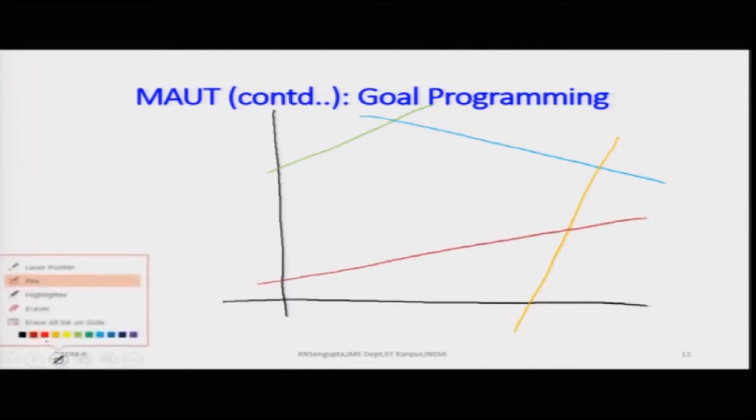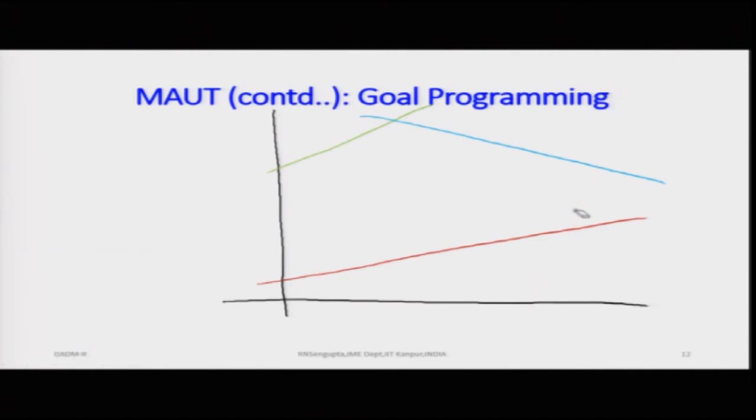So, now, let me use another one. It will be easy for me. I will use the objective function with a black line, because the constraints have been given with different colors. So, this is just drawing the boundary.